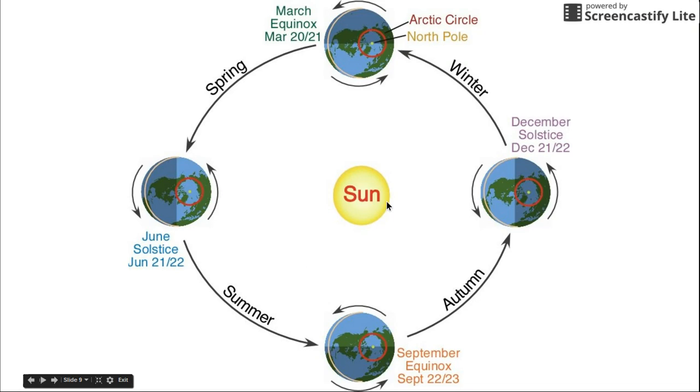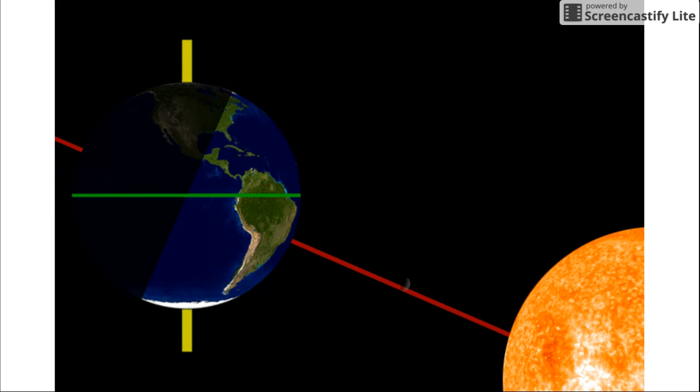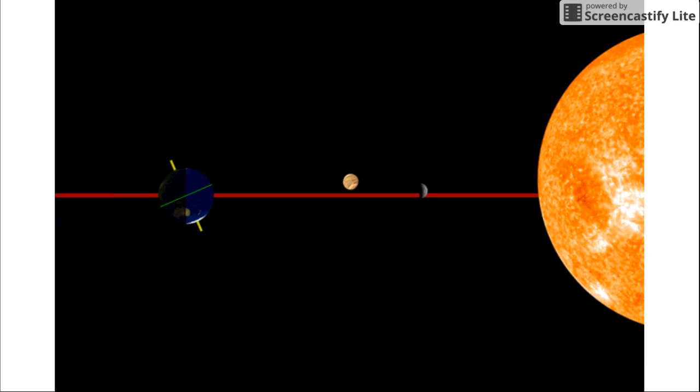And if you'll notice on this, we have this red circle. This is showing the Arctic Circle with the North Pole as that little yellow. So during different parts of the seasons, you have different direct sunlight hitting different areas of the Earth. Go ahead and watch this quick video. It shows you where the sunlight's hitting as the Earth rotates.